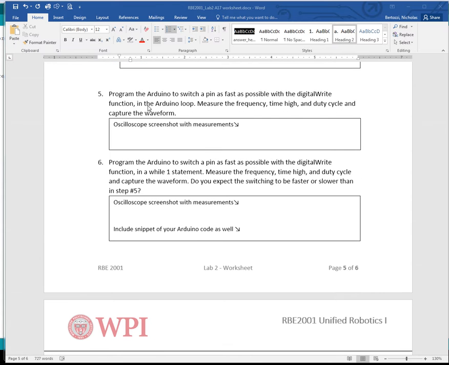And the last few parts here, first of all, just using the Arduino loop, do digital writes to turn the voltage on and off basically. And I think this part's pretty straightforward. In this part here, inside the loop, you'll have a while one statement. So you should write about what you expect to happen there.